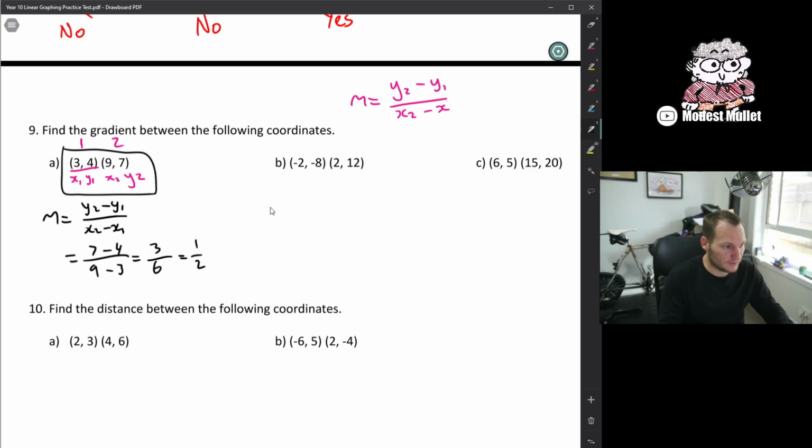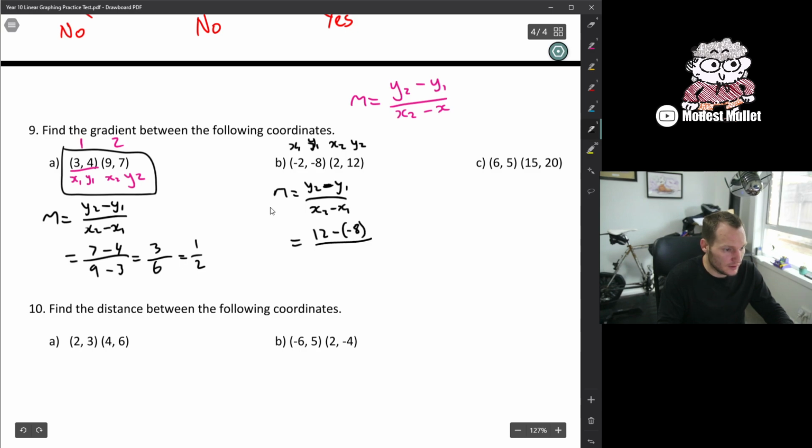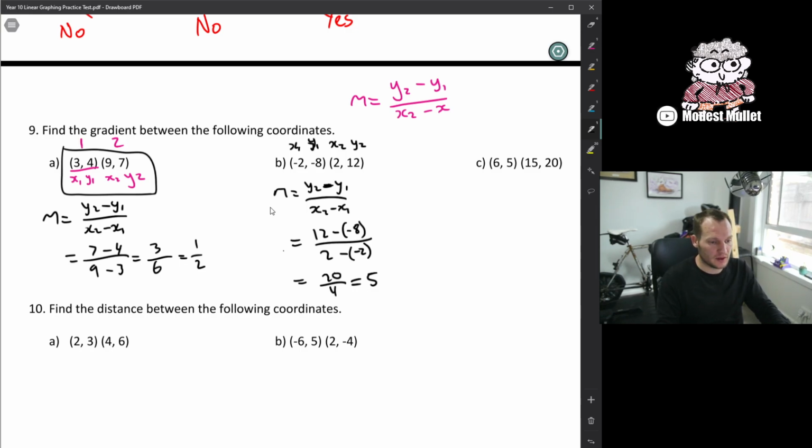And we just do the same thing. M is equal to y2 take y1 on x2 take x1, where that is x1, y1, x2, y2. Gives me 12 take away, and this is where we have to be careful with signs. We have a take away in the equation, and then this is -8 on x2 is 2, take away -2, 12, 8, that's 20 on 4, that turns into 5. Again, use your calculator to help solve that bit if need be.